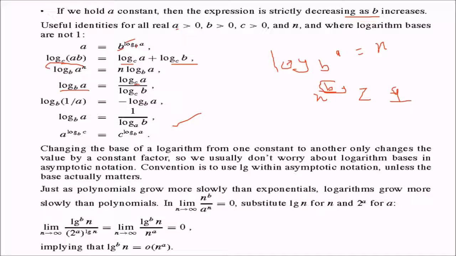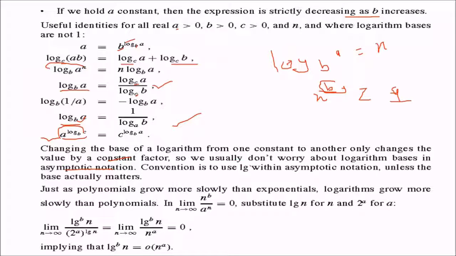What is this log base b of a? We can introduce some constant c and divide: log a by log b, provided the base is c. What about log base b of 1 by a? Again, we'll follow this convention and that will be minus log base b of a. Log base b of a means 1 by log base a of b. We can change the base and the value just by taking the reciprocal. a to the power log base b of c, we can easily replace this a with c here. See, we have c to the power log base b of a. So changing the base of the logarithm from one constant to another only changes the value by a constant factor.